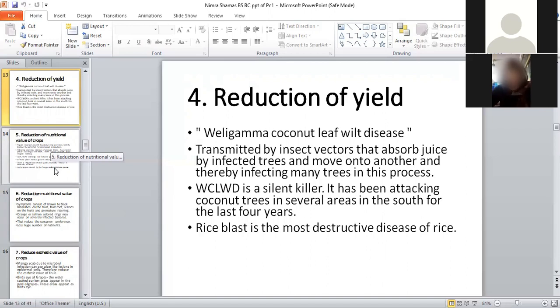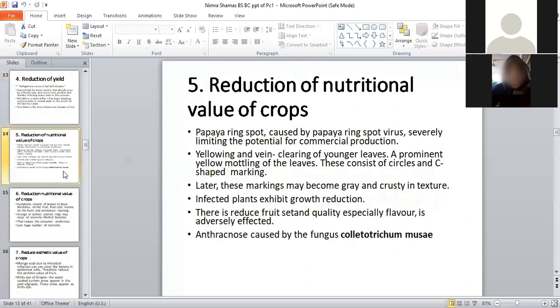You know, yellow coconut leaf wilt disease, WCLWD. Okay, this is the yellow coconut leaf wilt transmitted by insects. When an insect injects into one part of a tree and moves into another part of the tree, this is the transmission, and this causes the spread of the disease. Okay, this is a silent killer. It has been attacking coconut trees in several areas in the south for the last 4 years. Rice blast is also a major example in rice. The main purpose is to show that these cause the reduction of yield and reduction of a crop's value and economic value. Next slide.